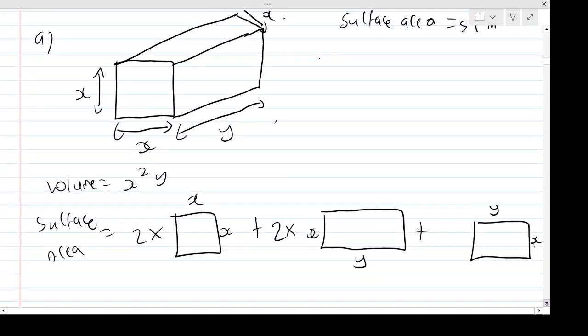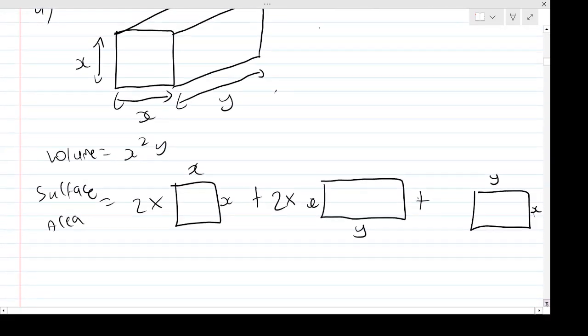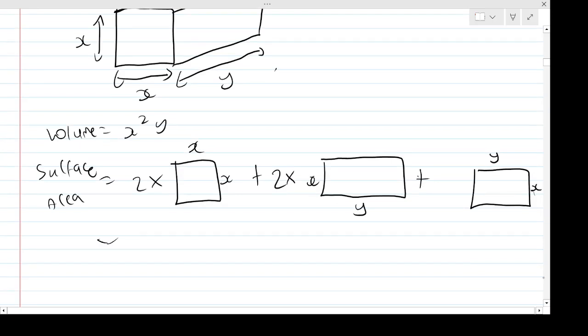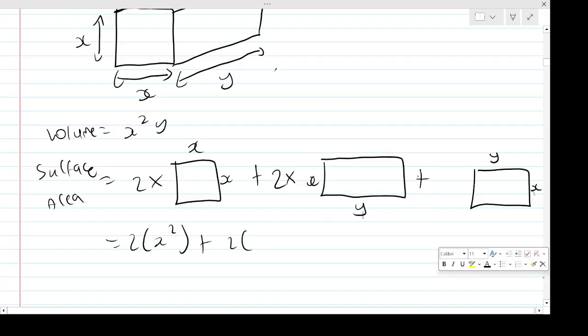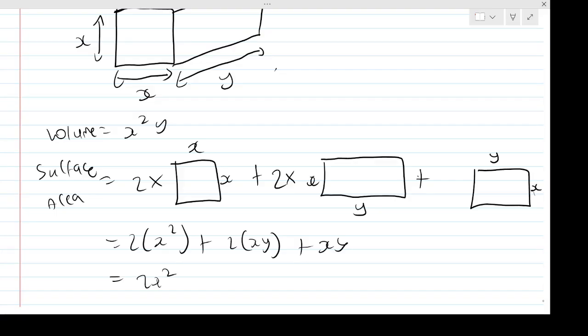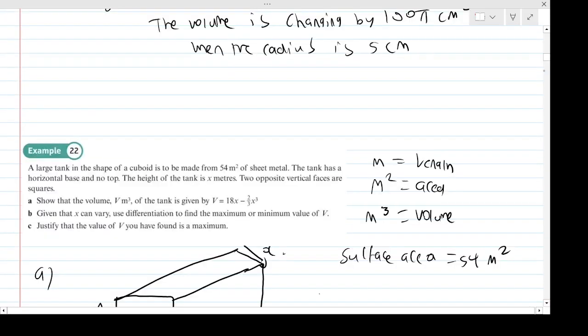Okay, so then if we just compute the area of these individual 2D shapes, the square and the rectangles, well, 2 times the area of this square, and that's 2 times x squared, right? Then we can have 2 times this rectangle, that's going to be xy. Then we're going to have 1 lots of this rectangle, xy as well. So then we can just collect like terms. So we're going to get 2x squared, 2xy and xy would be 3xy, right? And that's it then. So that's my surface area, but I'm told the surface area is 54.